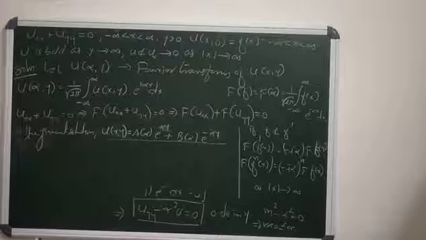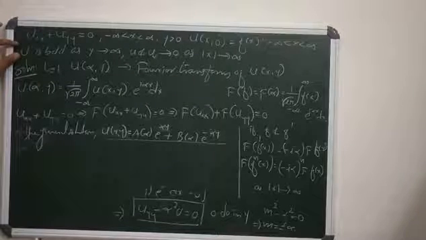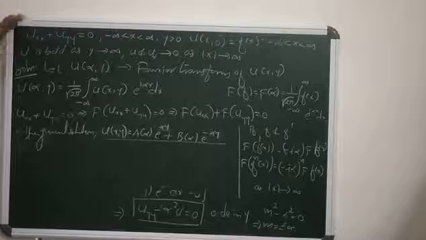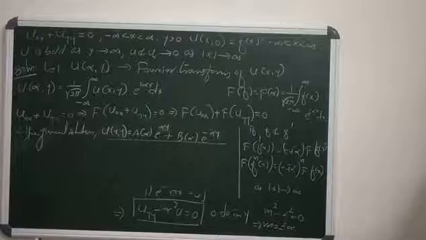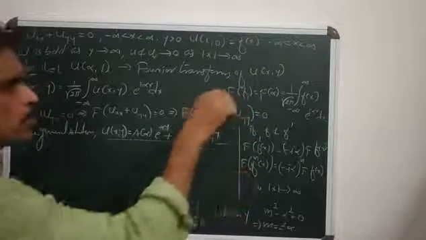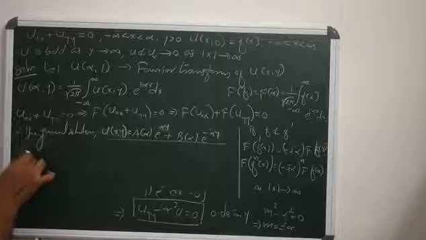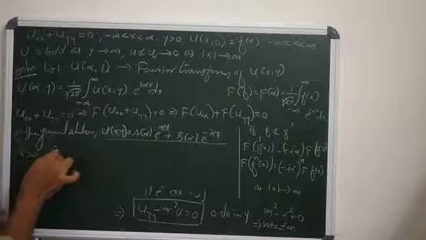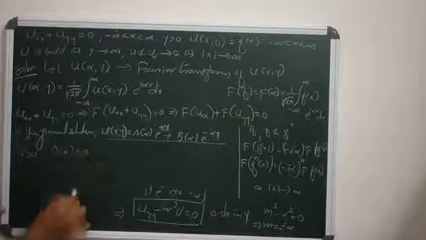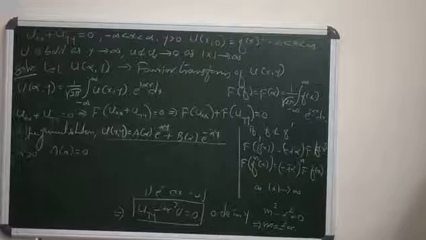But what is u? It is given. Come to the condition: u is bounded as y goes to infinity. What is y? Y greater than 0, that is on the upper plane. Then u is bounded as y goes to infinity. Therefore, when alpha is greater than 0, A of alpha equals 0. Why? Because u is bounded.